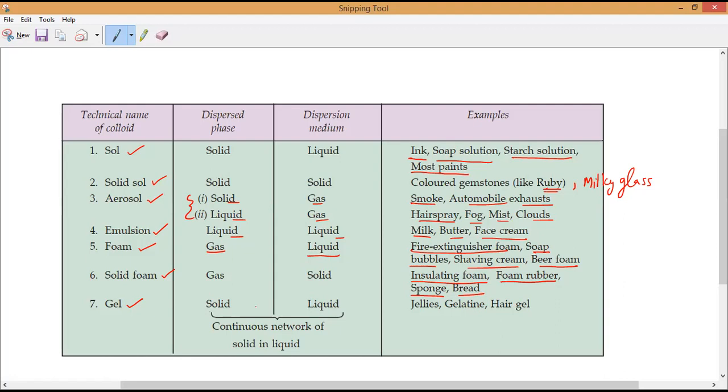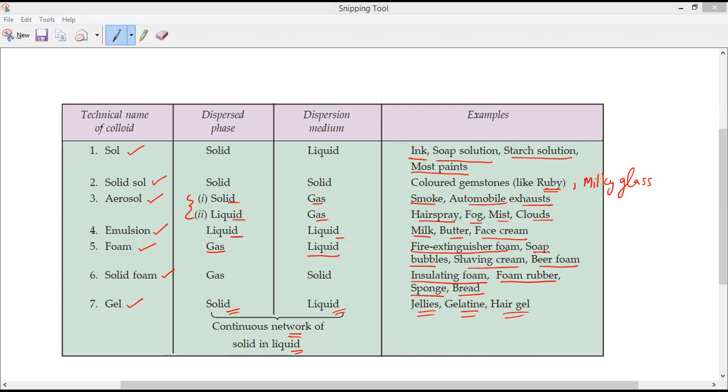Next, last one, gel. Solid in a liquid, hair gels and all we people are using for hairstyles, spikes and all. It is a continuous network of liquid, like jellies, gelatin and hair gel. So these are the examples of all the seven types of colloids. Now whenever you see, at least one example should be remembered in your mind for each and every one.